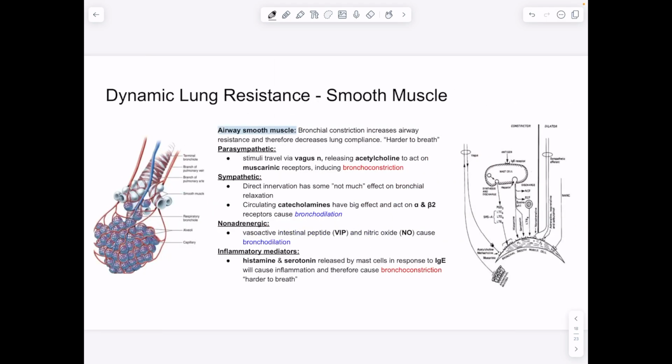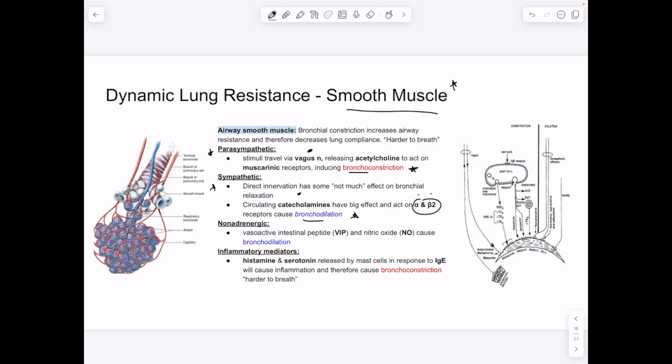All right, yikes, that was quite the concept. So additionally, for dynamic lung resistance, we're familiar with vasoconstriction, so the same principle applies. Instead, it's bronchoconstriction and bronchodilation. The parasympathetic nervous system, rest and digest, is going to do bronchoconstriction. The sympathetic nervous system is going to do bronchodilation. With the sympathetic nervous system, direct innervation doesn't do too much, but circulating catecholamines will do a decent amount of bronchodilation on alpha and beta 2 receptors.